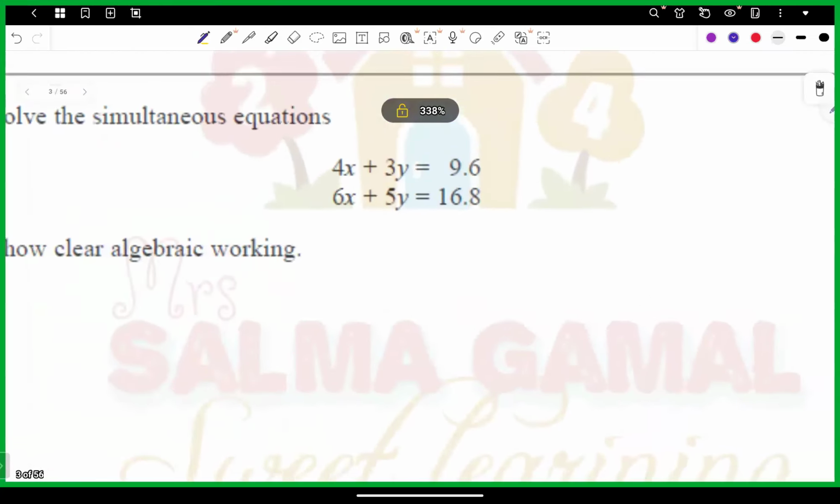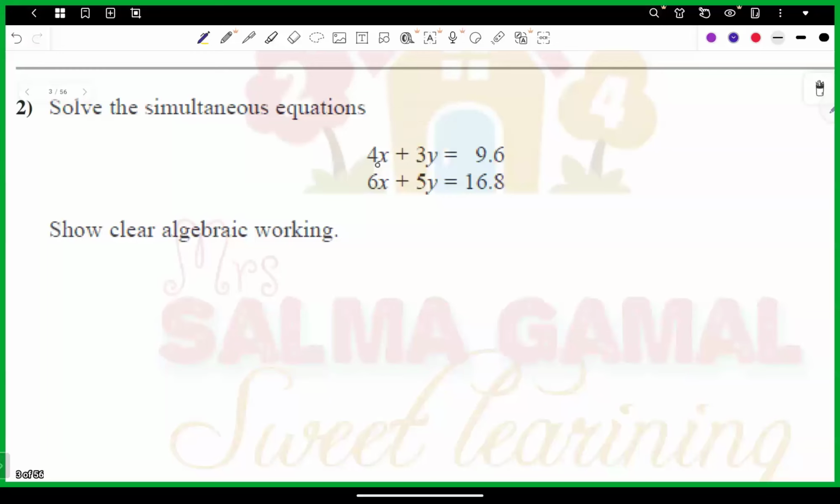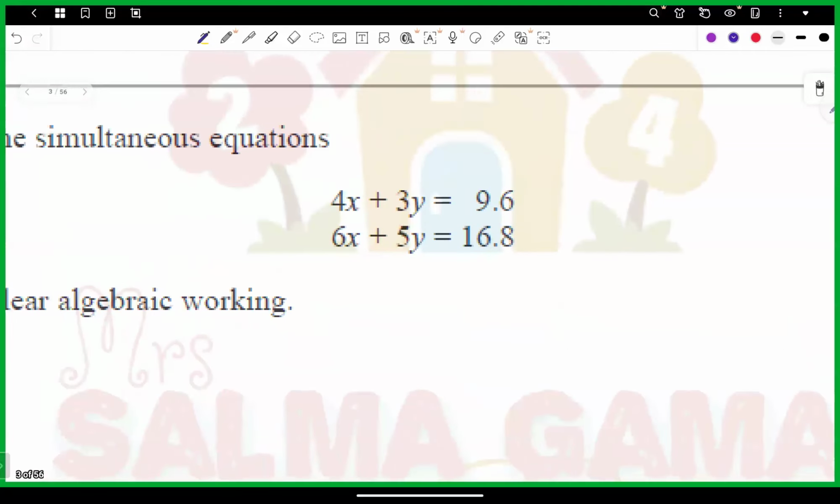I have the simultaneous equation. I have this question, 4x plus 3y equals 9.6, and then down I have 6x plus 5y equals 16.8. What should I need to do? I need to find the common factor between 3 and 5 and 4 and 6. Very easy. So, can I multiply equation 1 by minus 5 or positive 5 here and minus 3 down?